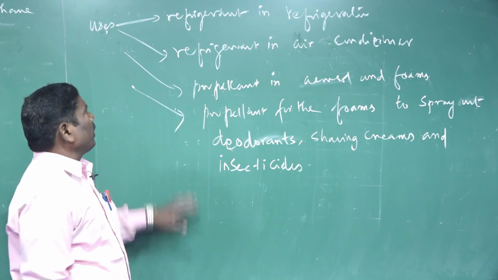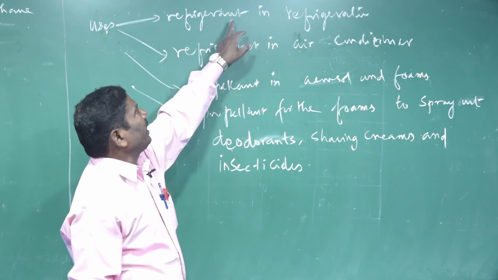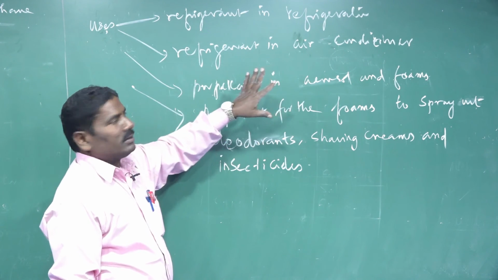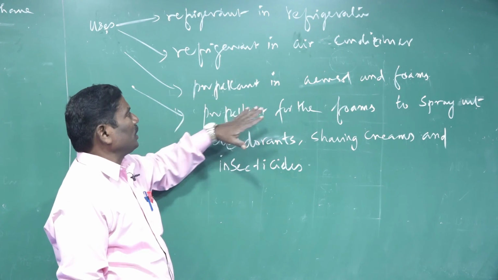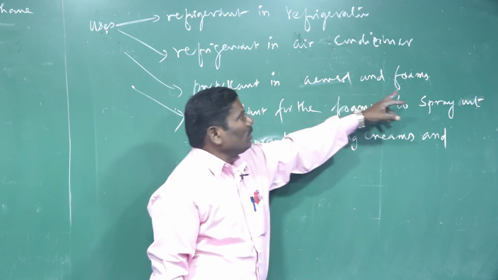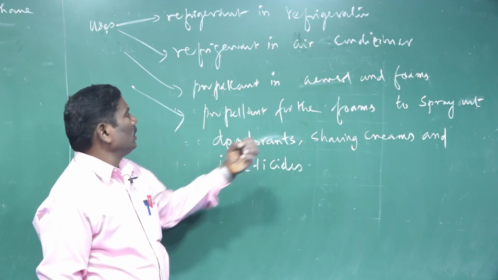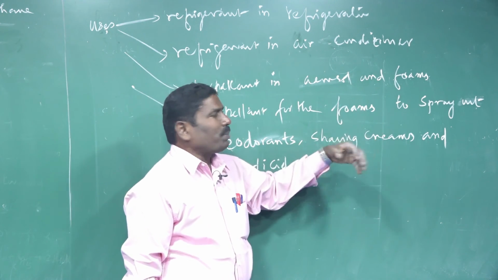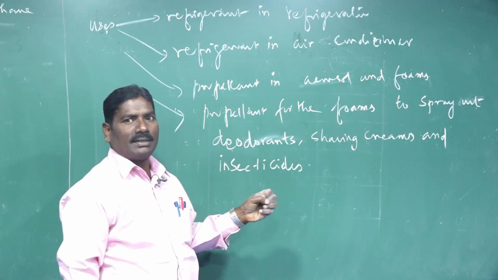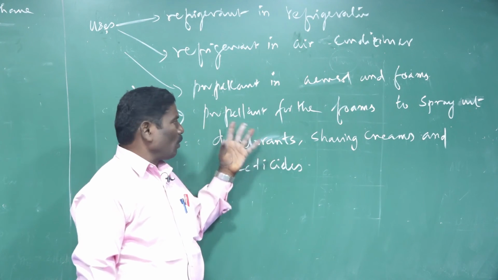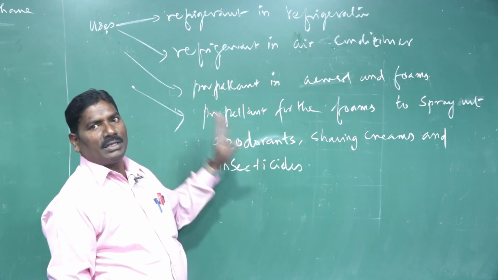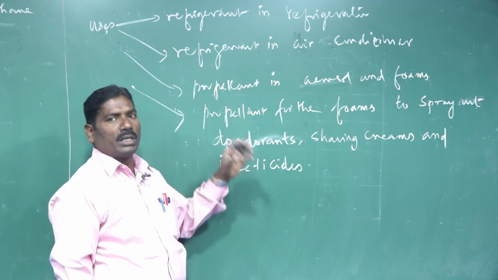It is the Freon which is used as a refrigerant in refrigerators and as a refrigerant in air conditioners. This is a very good coolant material, CFC, you know that, in this fast growing world. It is also used as a propellant in aerosols and foams. Foam is nothing but a froth, and the propellant makes the foams spray out, in deodorants, shaving creams, insecticides and perfumes. This chlorofluorocarbon is used as a propellant. These are the major uses of CFC, and that is the reason we have to study about the CFC.